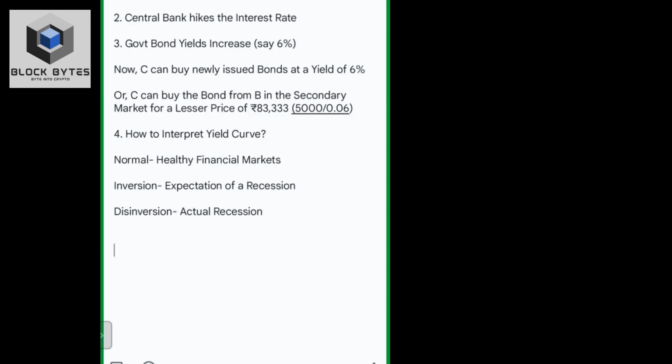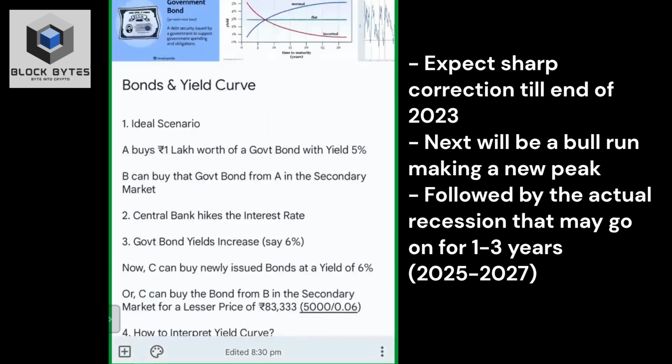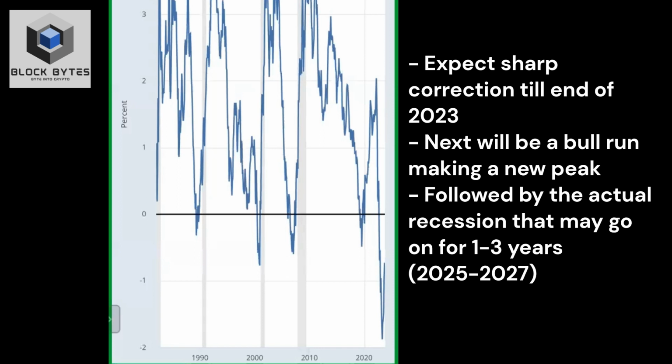Second point: after the huge correction, there will again be a rise. And then it is going to be a proper recession. Look at the yield spread. This yield spread that you're seeing on screen, the 3-month yield spread, the more the difference has gone down, the worse it probably is going to be.